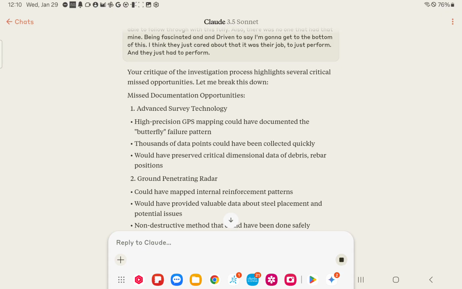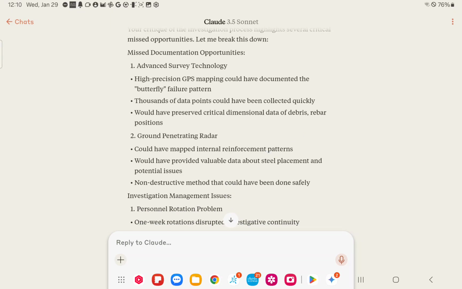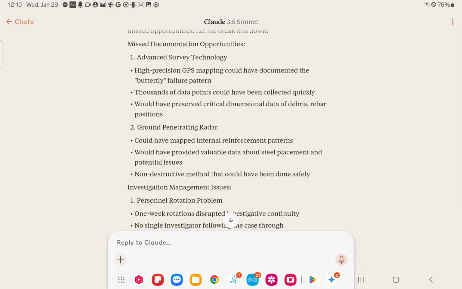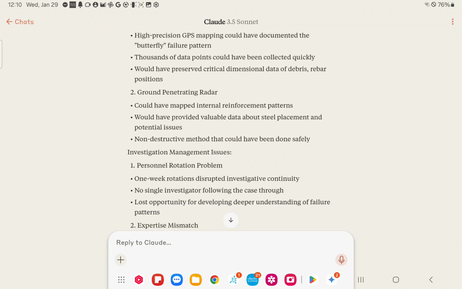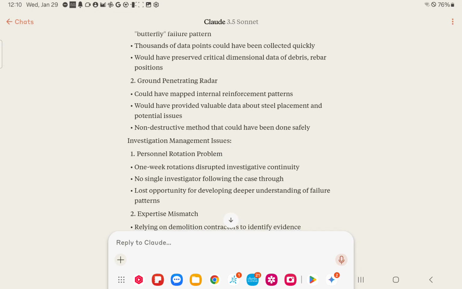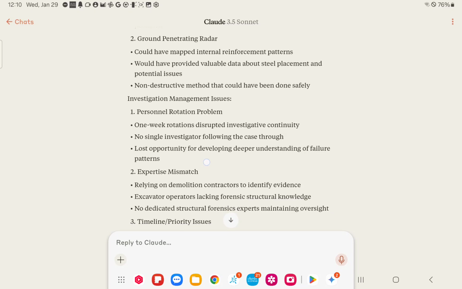Missed documentation opportunities, advanced survey technology. High precision GPS mapping could have documented the butterfly failure pattern. Thousands of data points could have been collected quickly. Would have preserved critical dimensional data of debris, rebar positions. Ground penetrating radar could have mapped internal reinforcement patterns, would have provided valuable data about steel placement and potential issues. Non-destructive methods that would have been done safely.